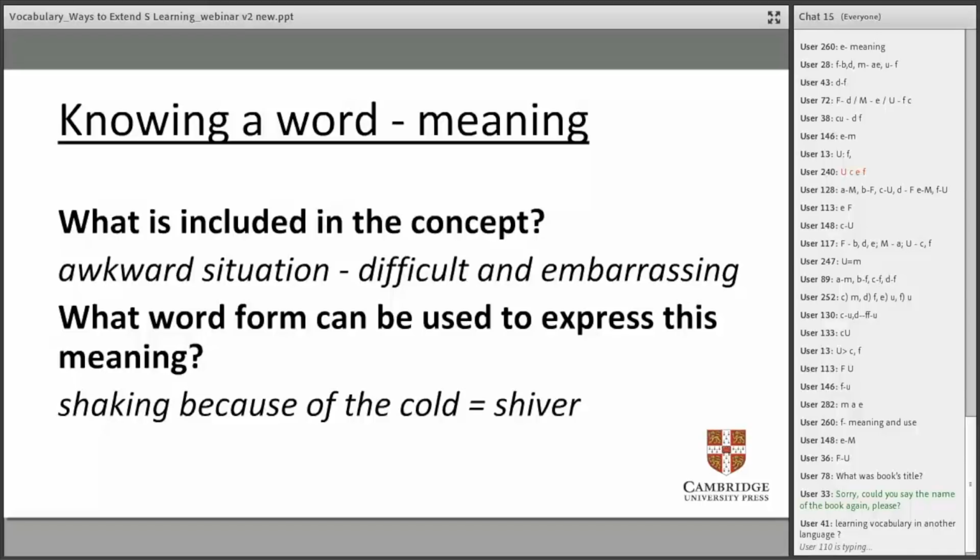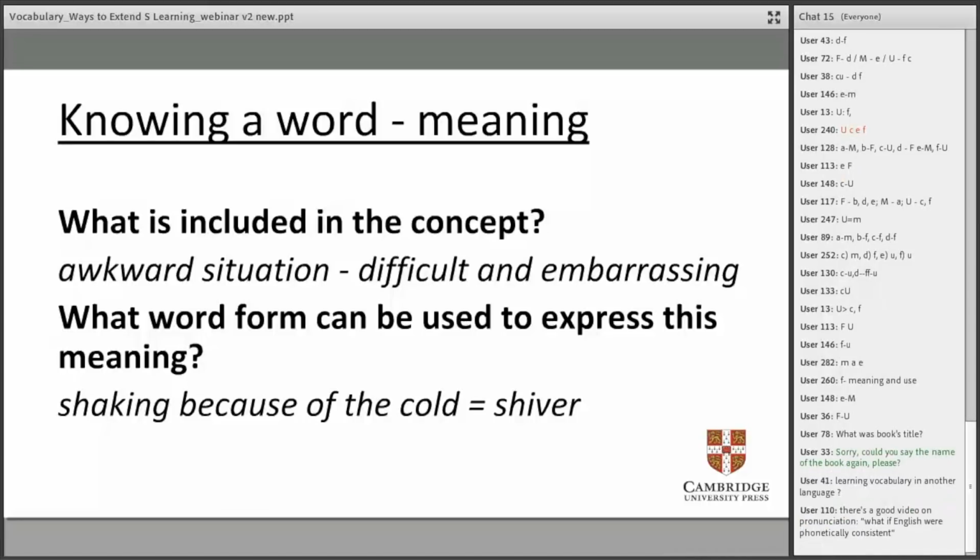What's included in the concept? So if we look at the phrase awkward situation, sorry, I've just noted someone wanted the name of the book. I've actually got references at the end in the final slide. So I'll put that final slide up at the end. So don't worry, we will get there.